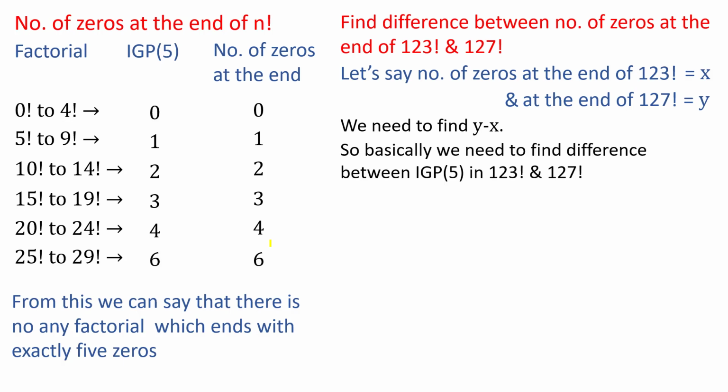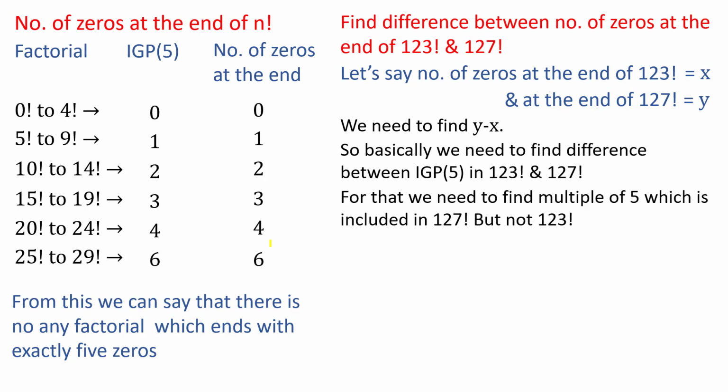So basically we need to find the difference between the IGP of 5 in 127 factorial and 123 factorial. For that we need to find the multiple of 5 which is included in 127 factorial but not included in 123 factorial. So which multiple of 5 is that? That number is 125. 125 is multiplied in 127 factorial but it is not multiplied in 123 factorial. So 125 is a term which is available in 127 factorial but not in 123 factorial, so 125 will make the difference. Now we know 125 is equal to what?